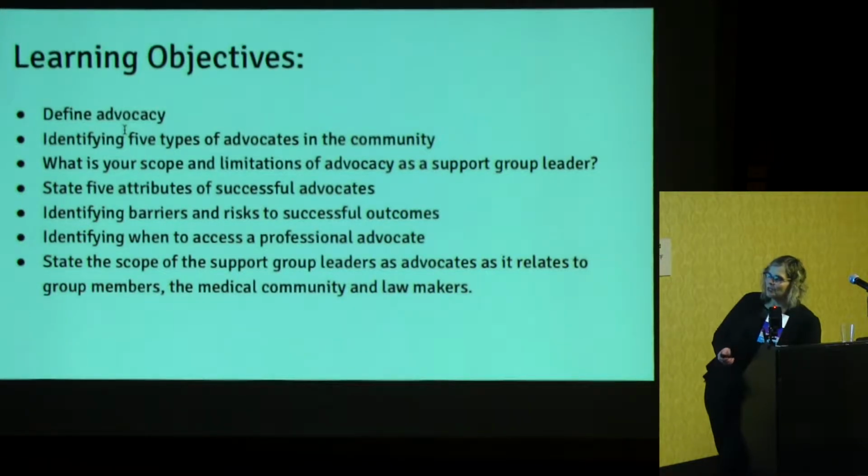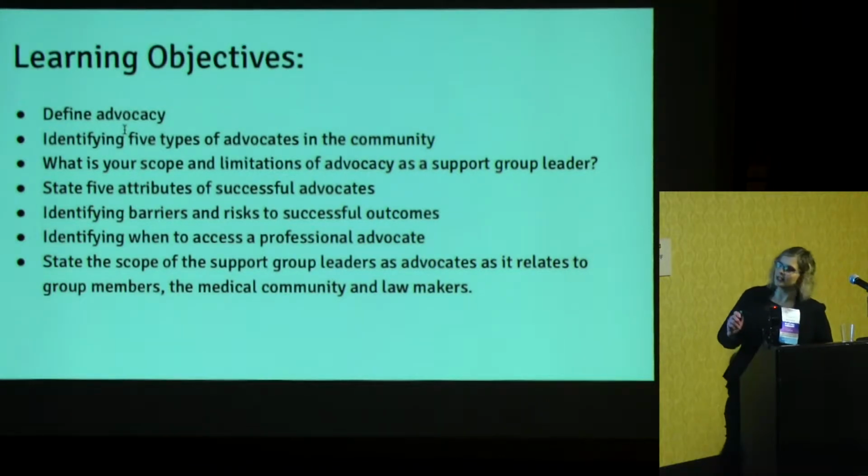State 5 attributes of successful advocates, identify barriers and risks to successful outcomes, identify when to access a professional advocate, talk about what professional advocates are, and then state the scope of the support group leader as advocates as it relates to group members, the medical community, and lawmakers.